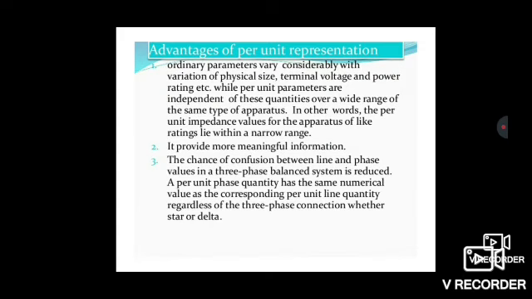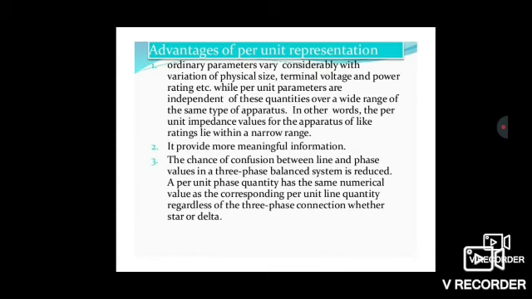Advantages of per unit representation. Ordinary parameters vary considerably with variation of physical size, terminal voltage and power rating, etc., while per unit parameters are independent of these quantities over a wide range of the same type of apparatus. In other words, the per unit impedance values for apparatus of like ratings lie within a narrow range. It provides more meaningful information.